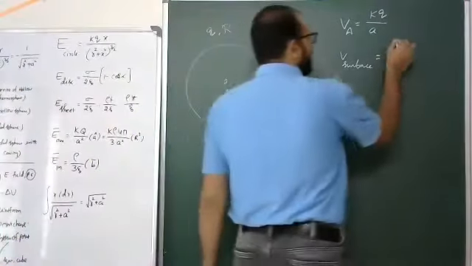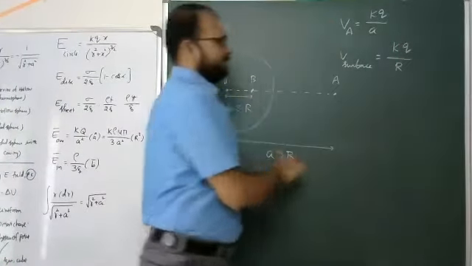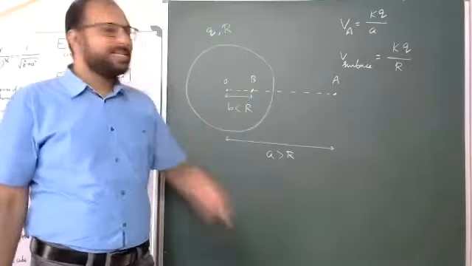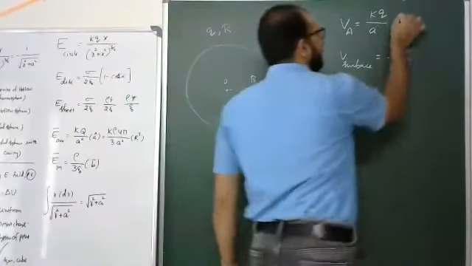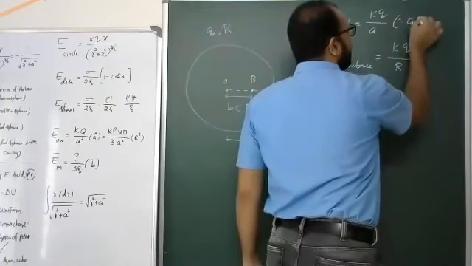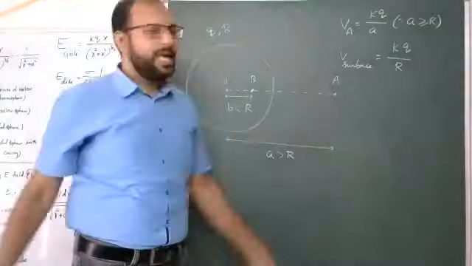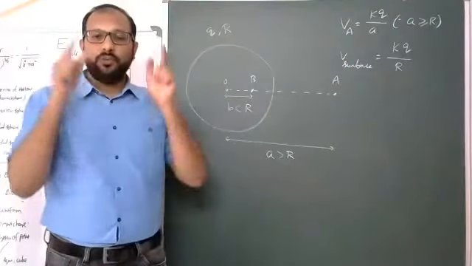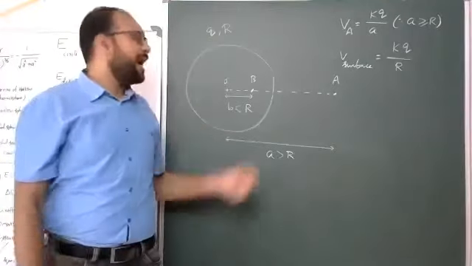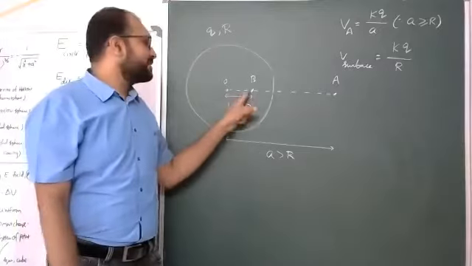What is that? KQ divided by capital R. Up to the surface this equation is valid. Outside is valid, that means here a greater than or equal to R is valid. On the surface, we know the potential. Now I need inside. Yes, now students, inside.